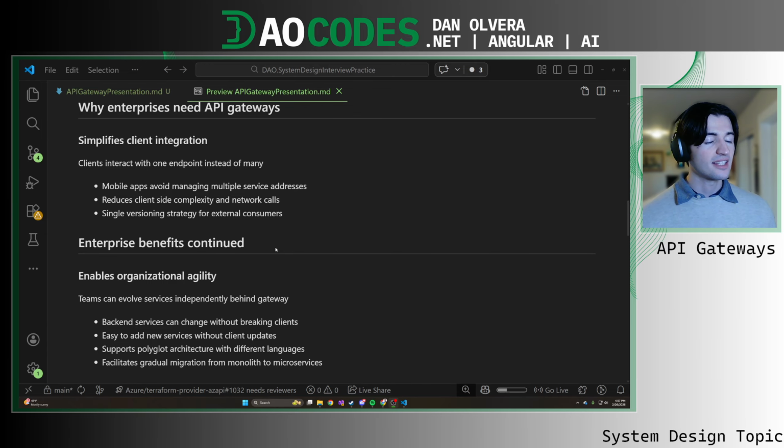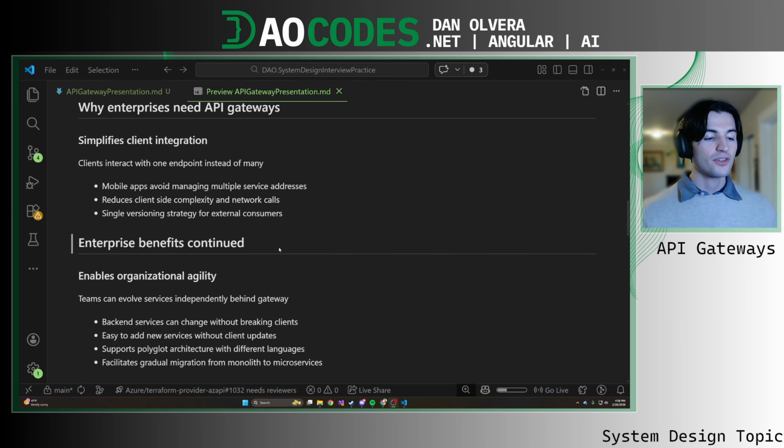Another reason is that it simplifies any client integration, right? The client interacts with one endpoint instead of many. So if you're talking to many different microservices, but really you want a nice API level, one way that you could do this, such as AWS Lambdas with an API management, you just have the Lambdas be the individual endpoints, but you're actually only ever calling into the API management.